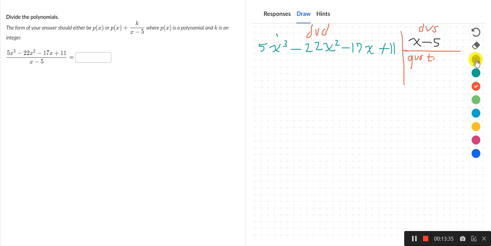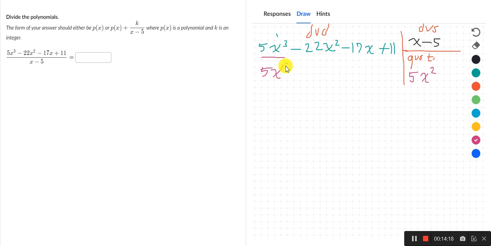Now we need to find a number or a term that when I multiply by x, it's going to give me this term, 5x to the power of 3. Trying to explain something in English when your first language is Spanish, it's a little bit difficult. All right, so 5x squared. Okay, so 5x squared times x, it's this.